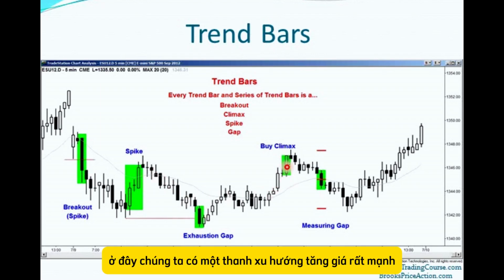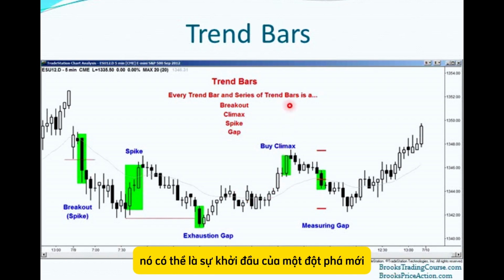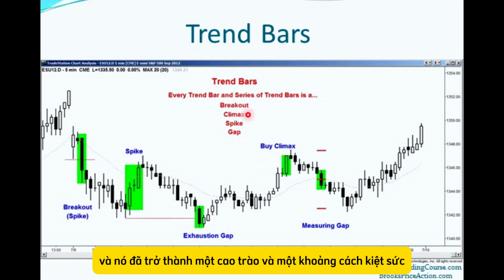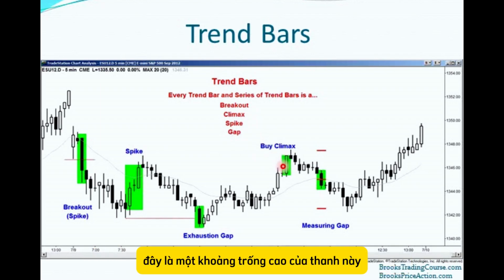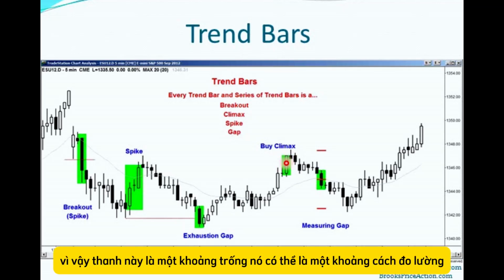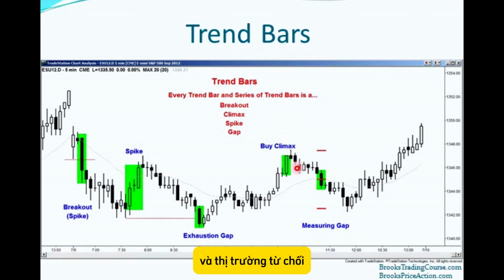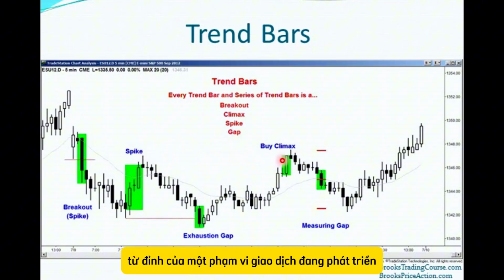Here we have a buy climax, a very strong bull trend bar. It could be the start of a new breakout. Instead, it was a failed breakout attempt at the top of a trading range, and it became a buy climax and an exhaustion gap. Here's a gap, the high of this bar, low of that bar. There's space in between, so this bar is a gap. It might have been a measuring gap leading to a measured move up. Instead, it filled over the next few bars, and the market turned down from the top of a developing trading range, and it became an exhaustion gap.